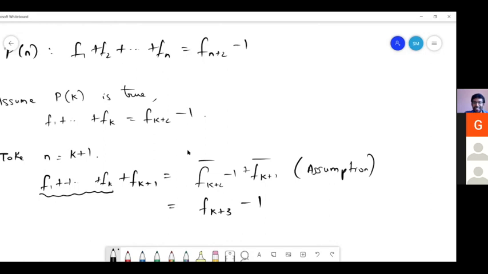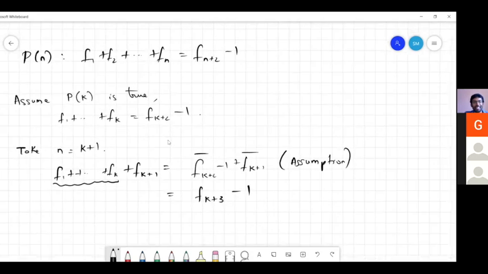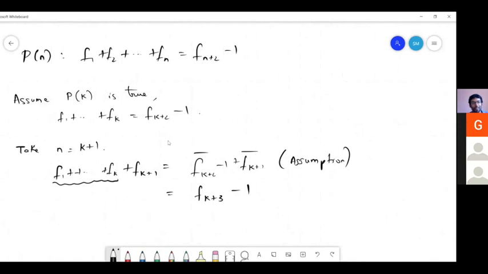Yes, this is what we are required to do. So now this is the proof. Take n equal to k plus 1, and then f1 till f of k plus 1 is nothing but f of k plus 3 minus 1. So the result is true. This is the last step. So the result is true.